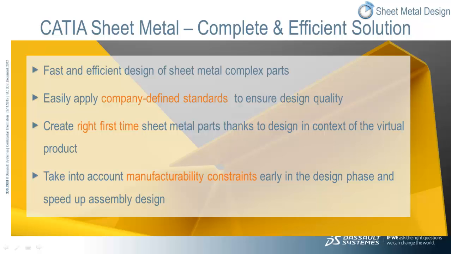The CATIA sheet metal solution is a specialized application, delivering a full set of process-oriented features for advanced sheet metal design. It's a dedicated environment to manage design and manufacturing standards, material standards, and design rules. Manufacturing constraints are taken automatically into account early in the design phase to reduce design errors and save time in production. This reduces costs across the full product lifecycle.